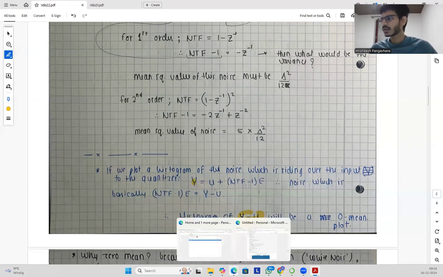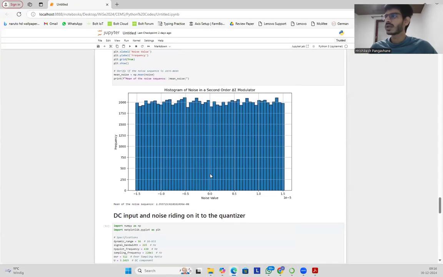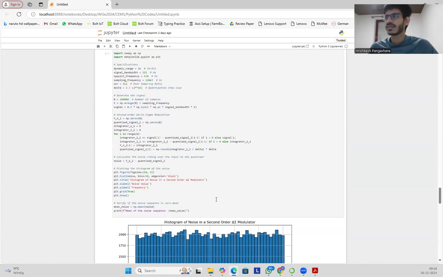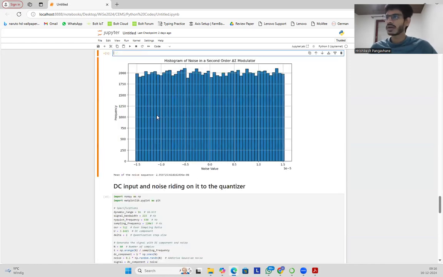And I would like to demonstrate the histogram as well. It will be hovering around 0, and we have the bounds. So this histogram is bounded, and this is a histogram of noise, or basically Y minus U, in a second order delta sigma modulator case. And we have these specifications according to our project.